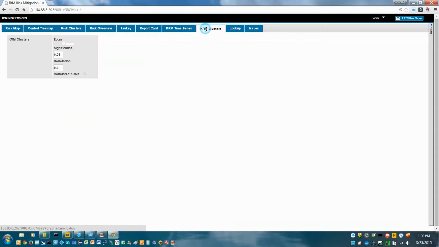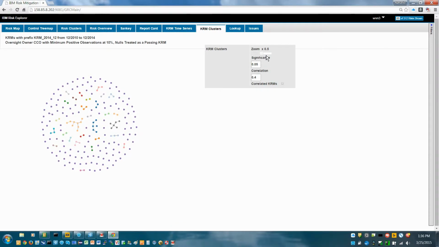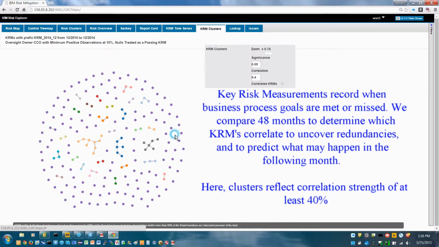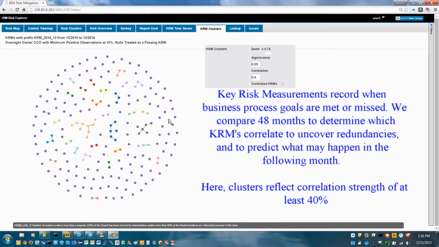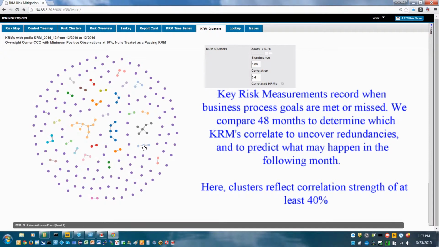Changing now to a different concept, we're going to take a look at key risk measures and how they cluster based on correlation over time. You can see there are clusters of key risk measurements. The dots are the key risk measures, and the links between them show the correlation strength. If we click on one, we can see the different key risk measures that make up a cluster.